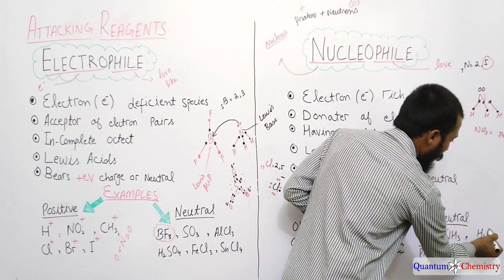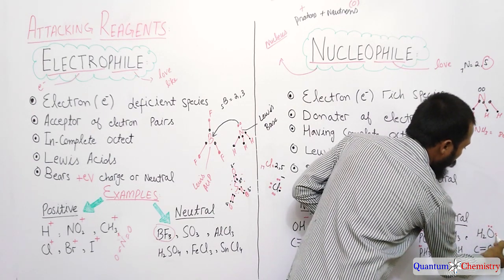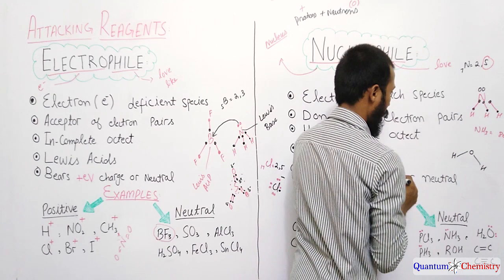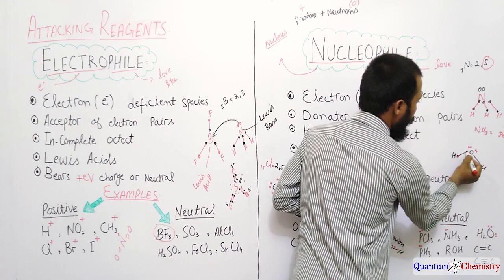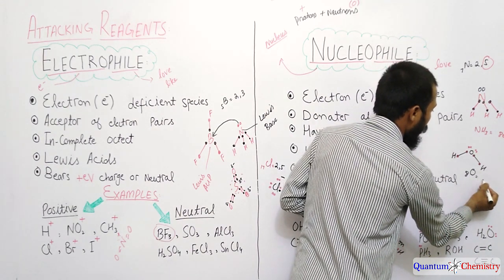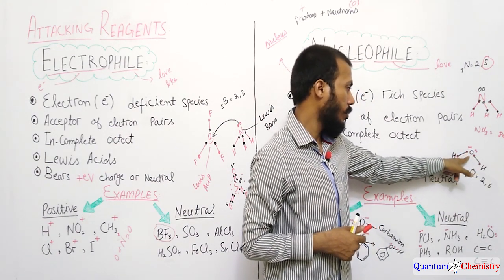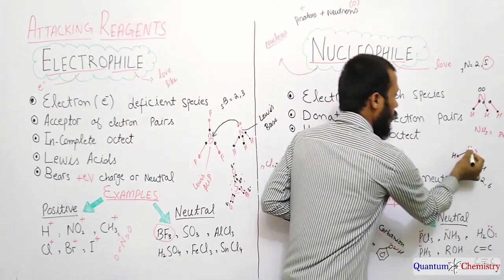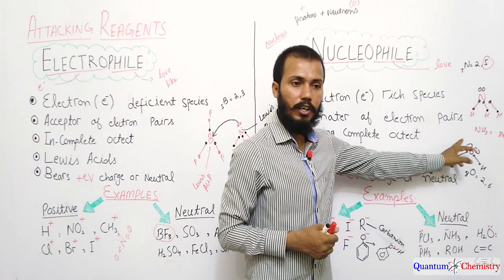The most common example of a nucleophile is water. In water, oxygen has 2 lone pairs of electrons. As we know, oxygen has atomic number 8, so its configuration is 2 and 6. There are a total of 6 electrons in its outermost shell, 2 electrons are shared with 2 hydrogen atoms, and 4 electrons are present as 2 lone pairs. These 2 lone pairs of electrons are easily available for donation, and this is an electron rich species.